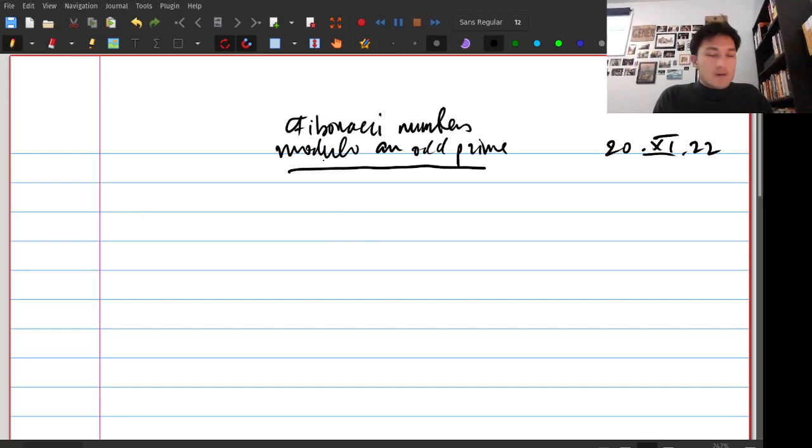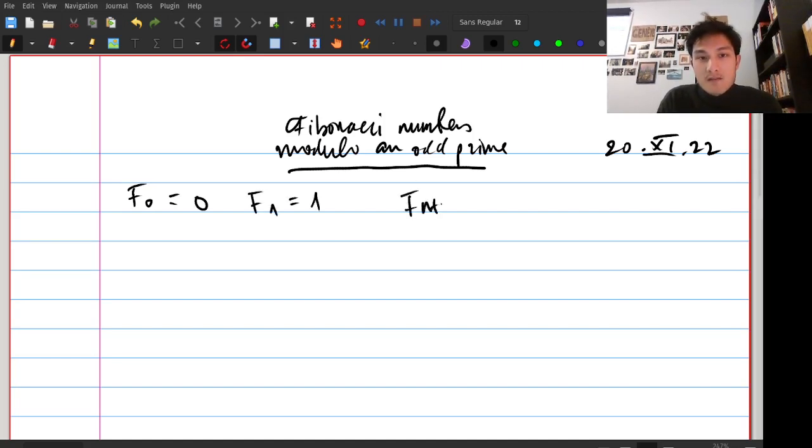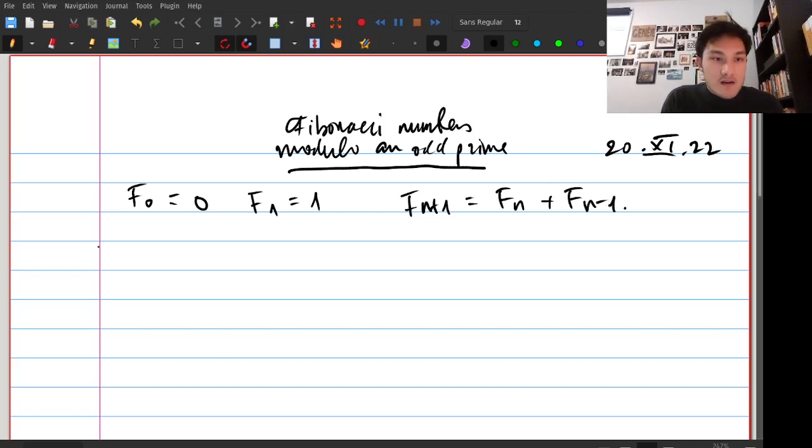All right, so these numbers that we're studying are called the Fibonacci numbers, and you have probably heard of them before. It's the sequence that you start with f0. So these are the numbers fn. You start with f0 equals 0, f1 equals 1, and then fn plus 1 is equal to fn plus fn minus 1. All right, so let's just make a little table of some Fibonacci numbers.